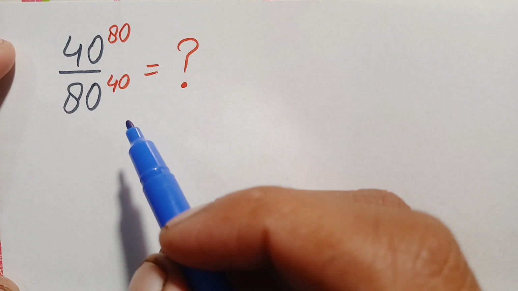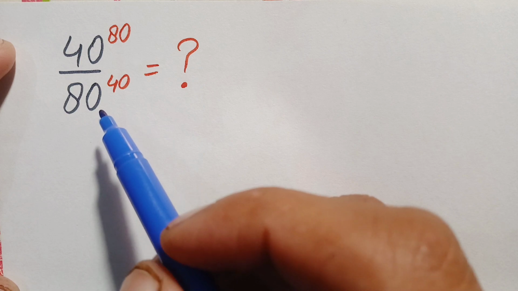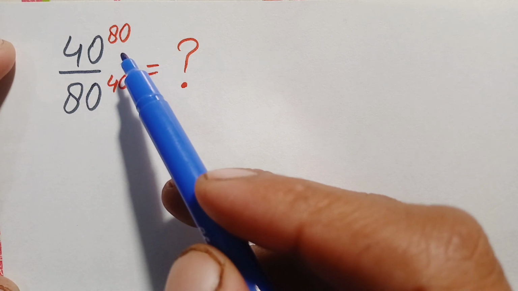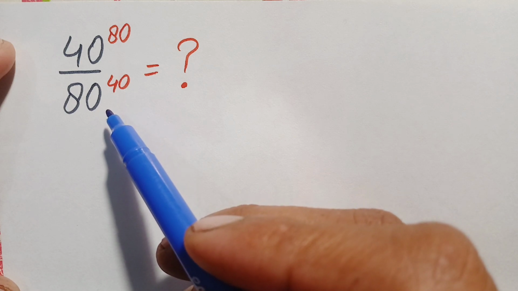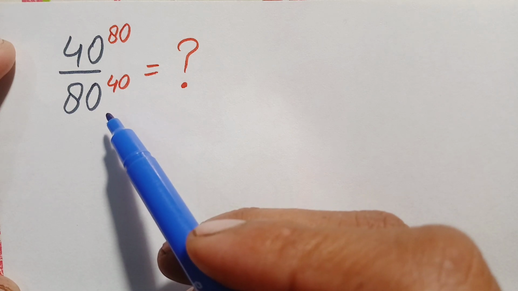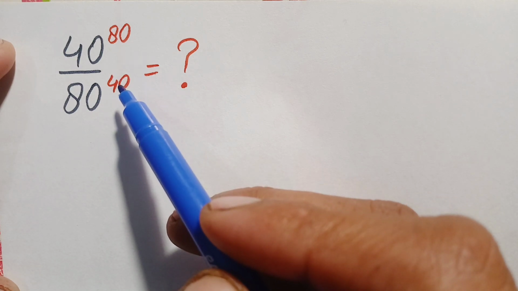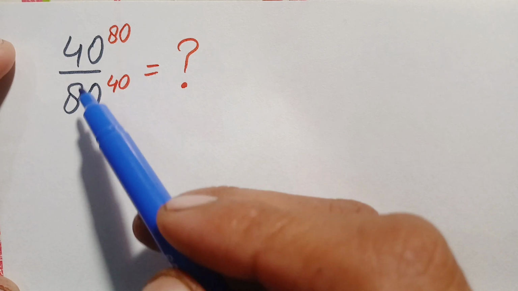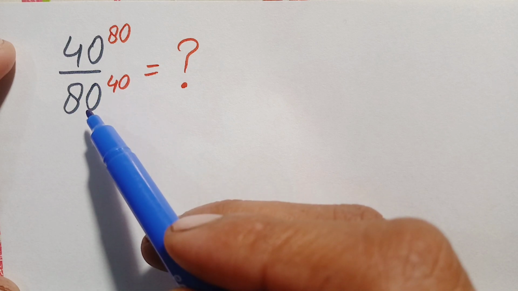How to solve and find the value of this interesting division exponential math problem, which is 40 raised to power 80 divided by 80 raised to power 40. Here I will try to solve this problem using two different methods. In the first method I will try to make the powers same, and in the second method I will try to make the bases same in the numerator and denominator.